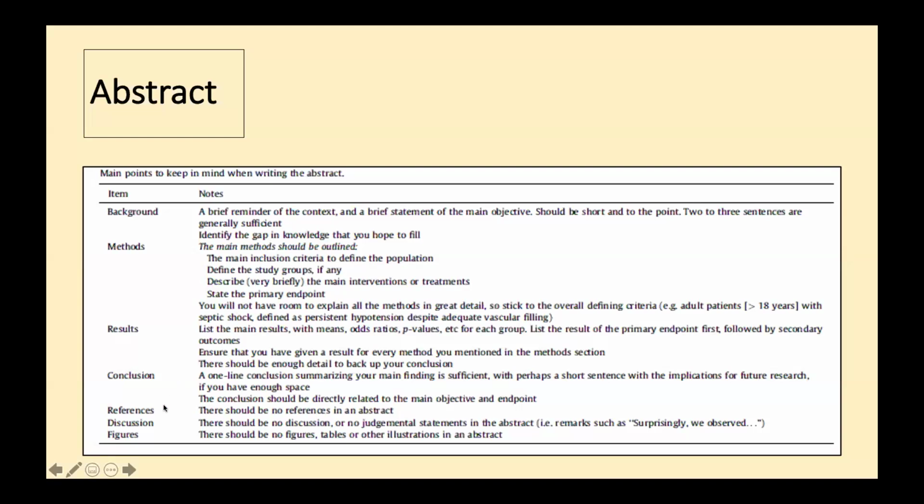References should not be in the abstract. There should not be discussion in the abstract, and figures also should not be in the abstract as well. Basically, it ends at the conclusion.